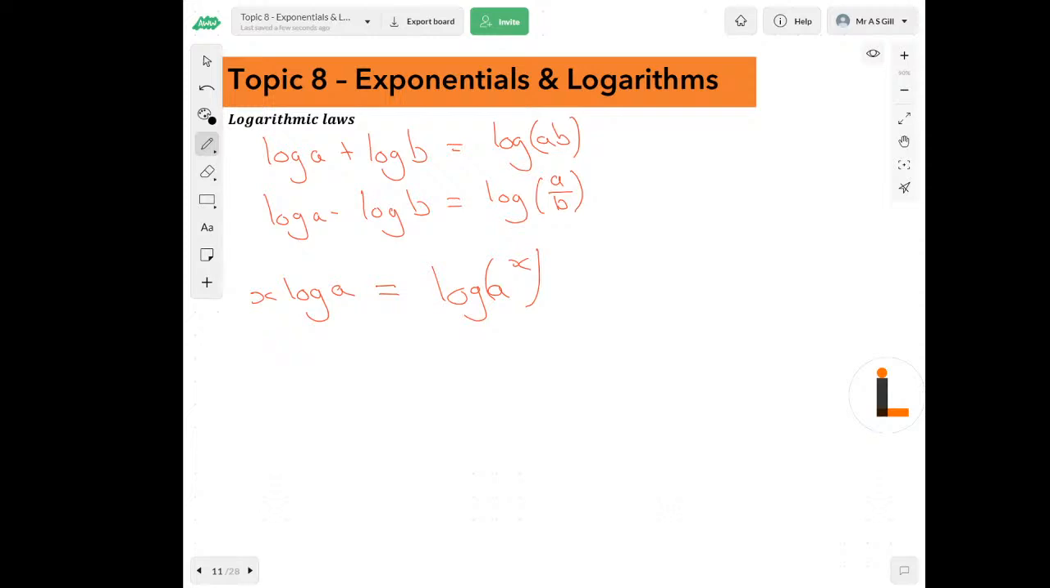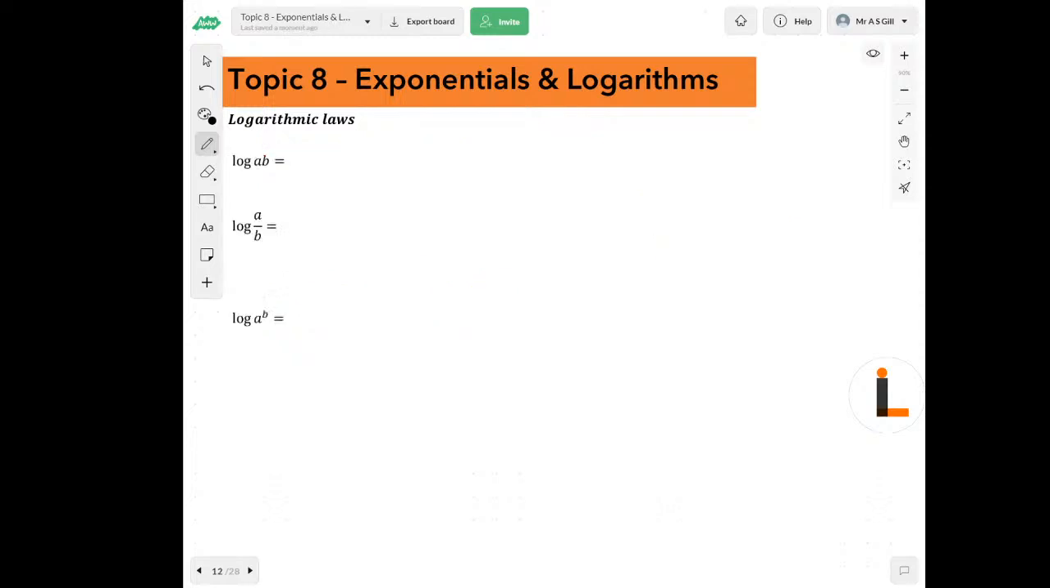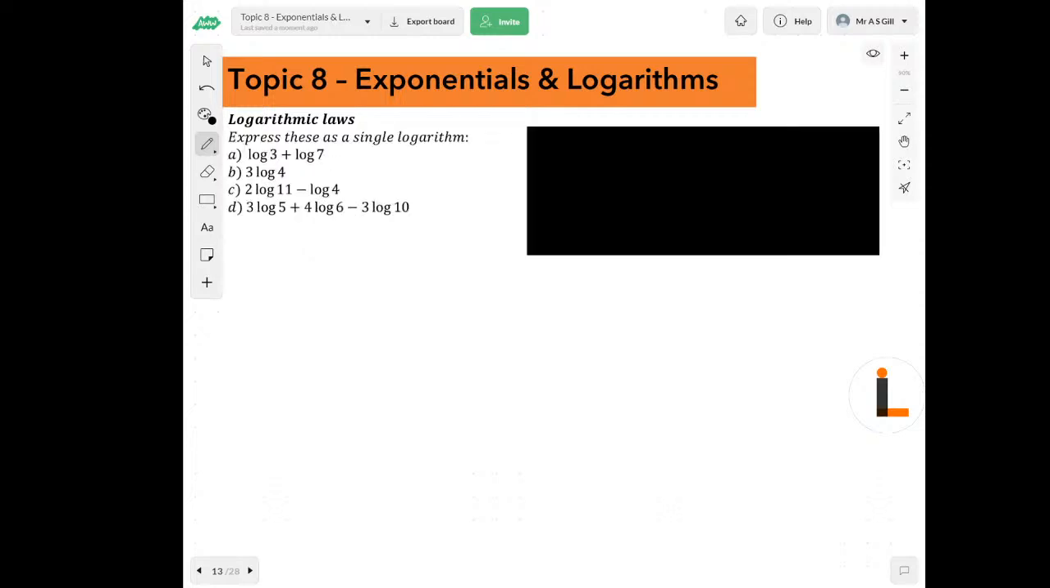The last thing to note is that if we have log with no base number given, this is assumed to be log base 10. Our number system is a decimal number system, so it works in powers of 10. This is why if there's no number specified here, we assume that it's 10, and we're safe to assume that. Okay? So we've got these laws here.